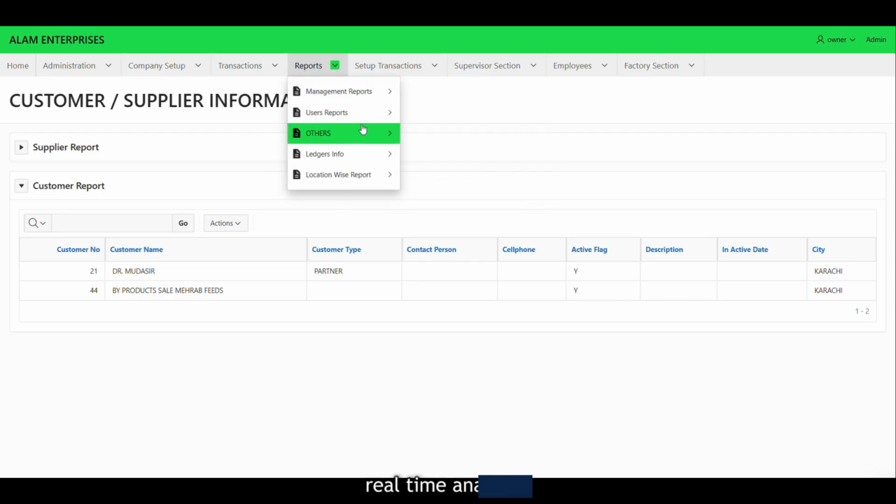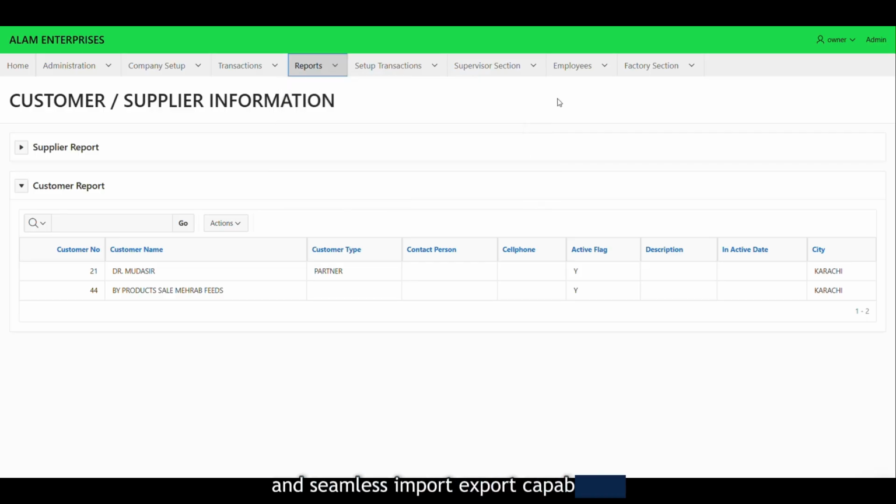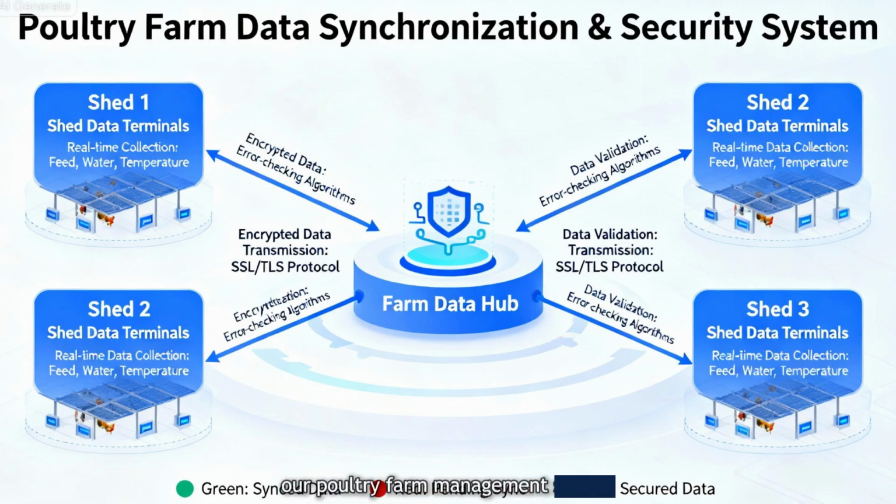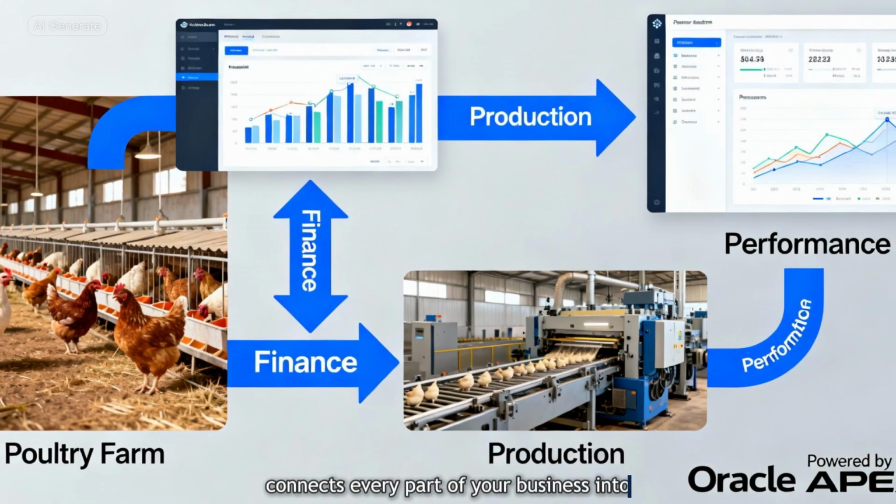With powerful integration, real-time analytics, and seamless import-export capabilities, our poultry farm management system ensures every piece of data remains synchronized, accurate, and secure. From farm to finance, from production to performance, our poultry farm management system, powered by Oracle Apex, connects every part of your business into one unified intelligent platform. It's efficient, reliable, and built to help you manage, monitor, and grow your operations smarter than ever before.